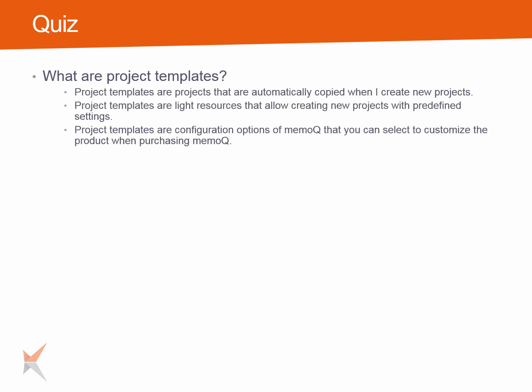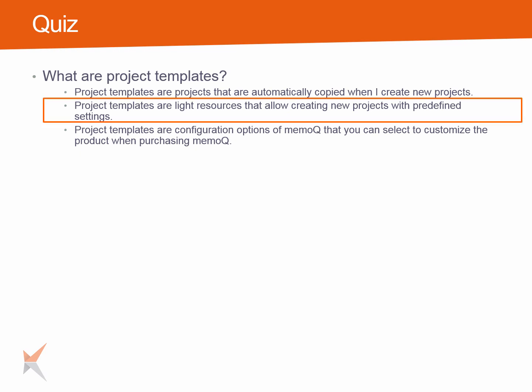Here comes the quiz. First question. What are project templates? The possible answers are: project templates are projects that are automatically copied when I create new projects. Project templates are light resources that allow creating new projects with predefined settings. Or, project templates are configuration options of memoQ that you can select to customize the product when purchasing memoQ. The correct answer is: project templates are light resources that allow creating new projects with predefined settings.